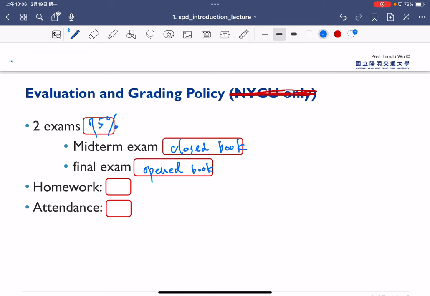And then we have homework accounting for 50%. And then attendance is 10%. So we have homework for 50%, attendance for 10%. And to be honest, I don't check attendance very often because this is a course open for graduate students. As long as you are interested, you should be motivated by yourself. So attendance just time to time, just to make sure that at least I can understand some of your names.